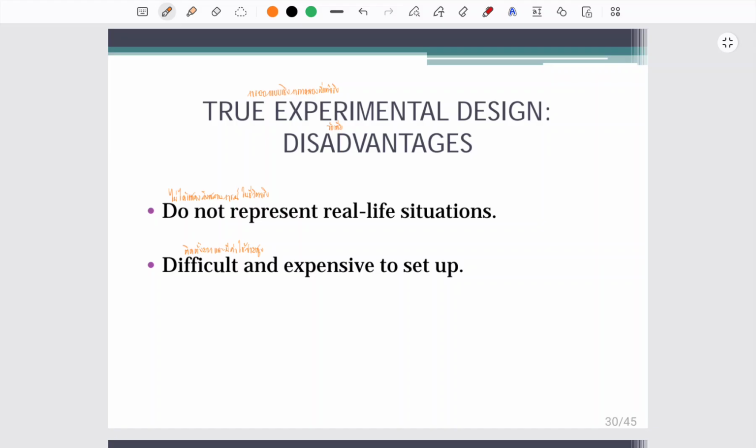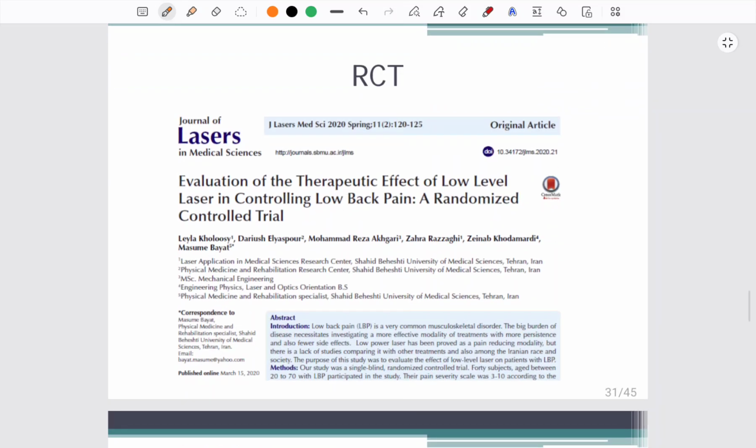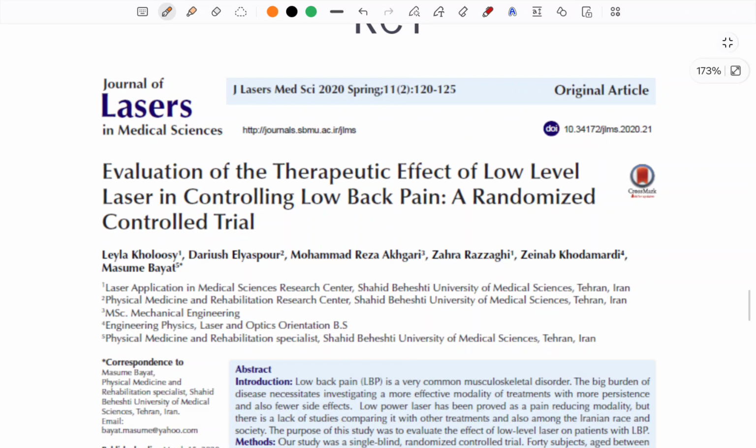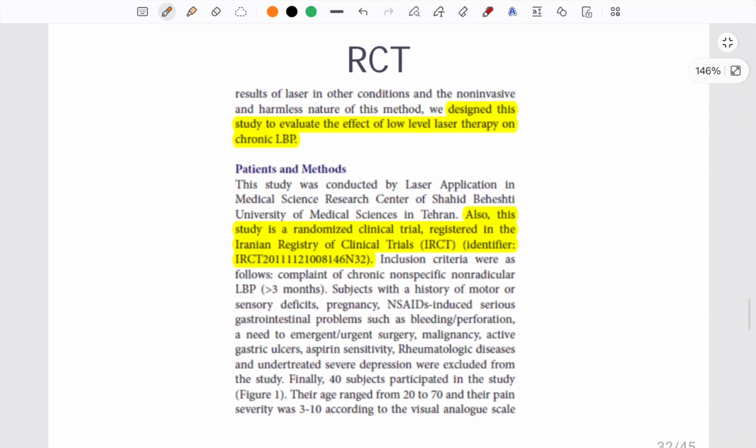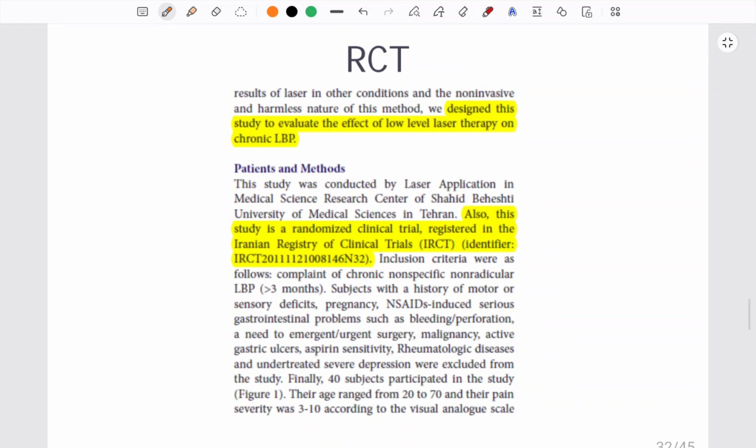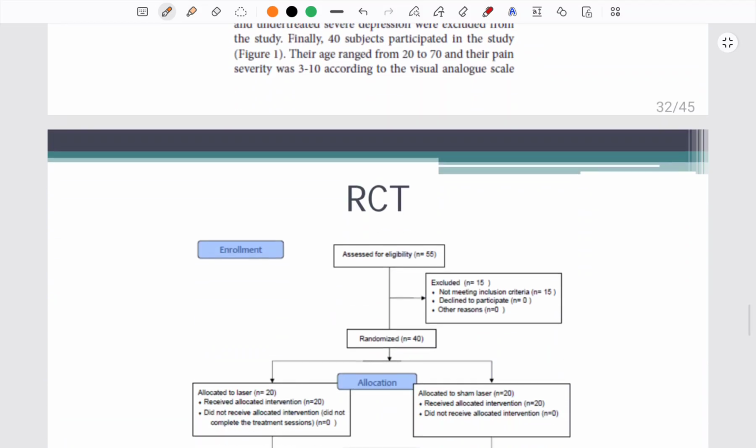Here is an example of a published manuscript. In this research, they evaluate the therapeutic effect of low-level laser in controlling low back pain, a randomized control trial. In this one, first you need to be aware that before you conduct the research, especially for an RCT, you need to register for the clinical trials. Otherwise, it will be difficult to get published.